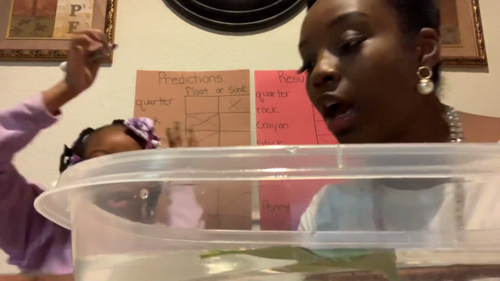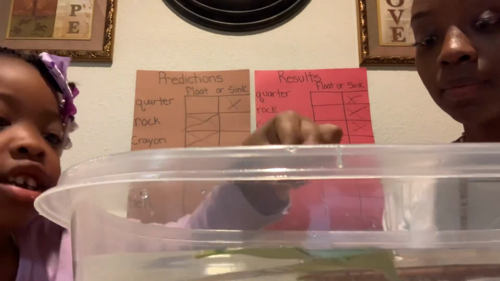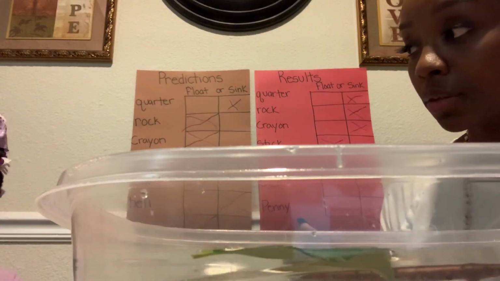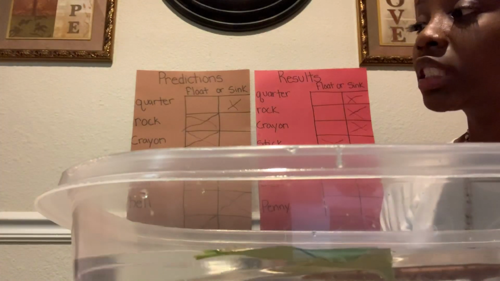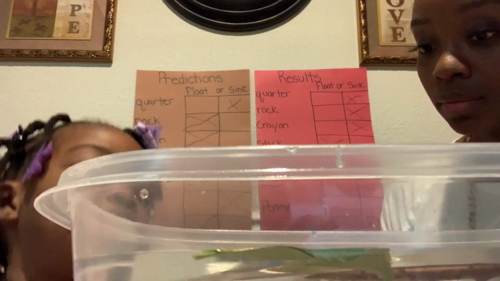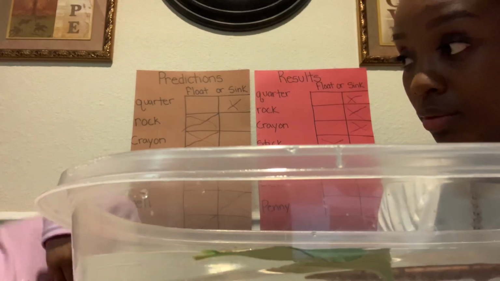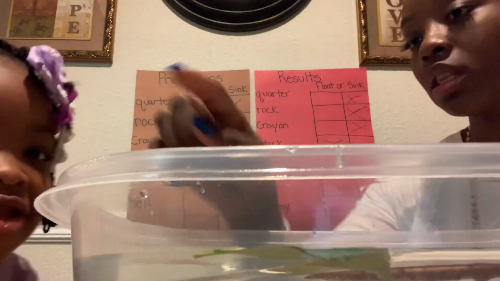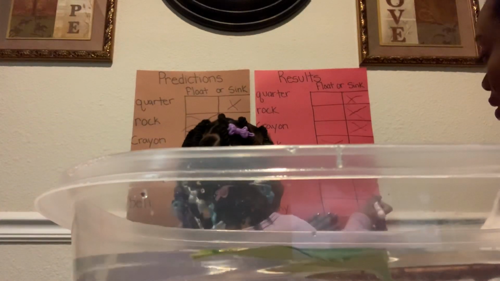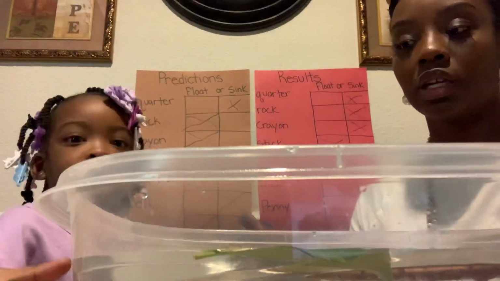Very good job. And you have one more thing to test out. The penny. So what did it do? Did it sink or did it float? It dropped. So did it sink or did it float? It sank. Very good job. Can you get the marker and write that your penny sunk underwater? Very good. Thank you so much.